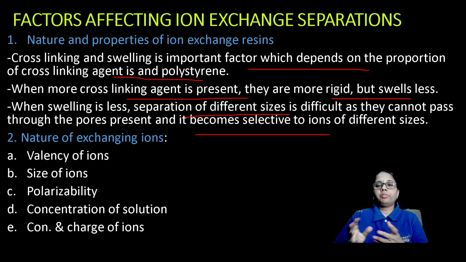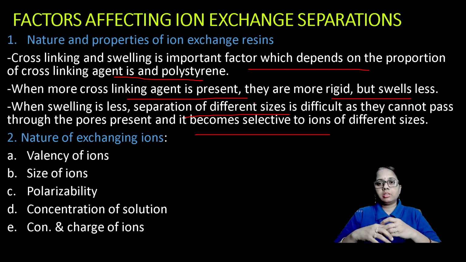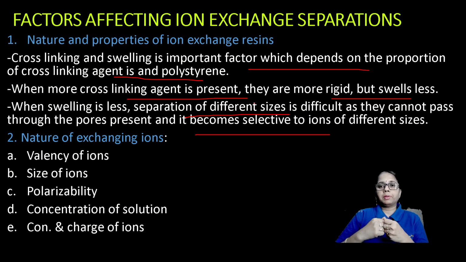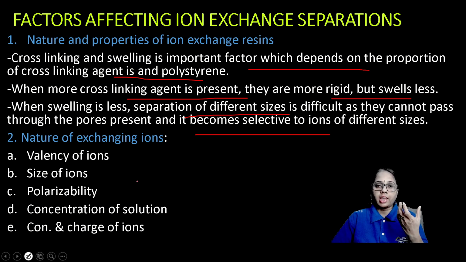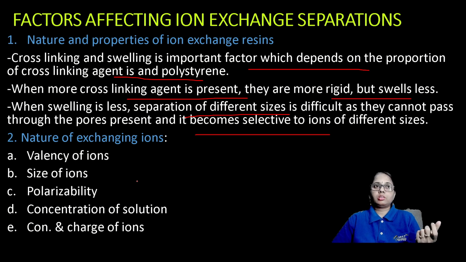Then the different sizes are not going to be trapped. Okay, the beads or whatever it is going to be present in the column, so it has to be trapped there. Coming to the nature of the exchanging ions, because anions are present in your sample, you are going to use the anion exchange resin. So the nature of the exchanging ions is also very important.